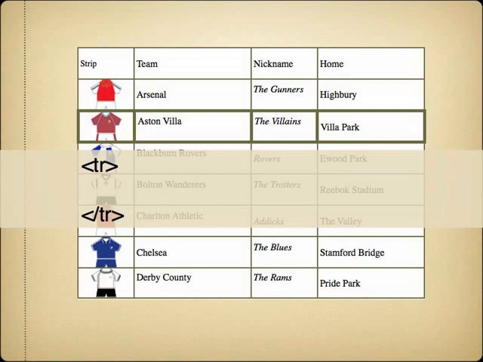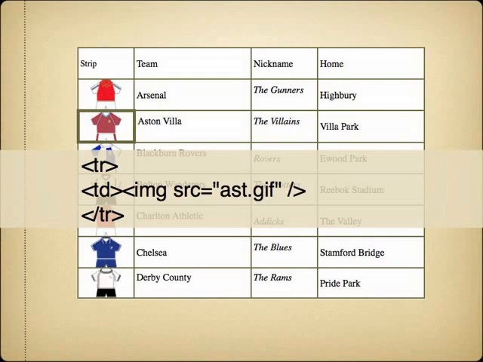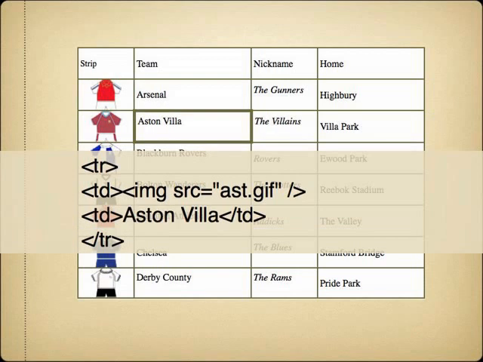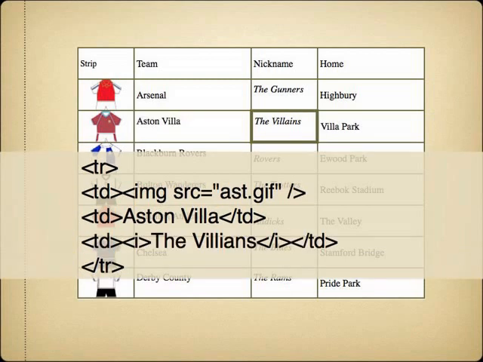So you can see that the table is built up row by row. So let's take a look at the next row. Here we have tr to start the row. Now, like the previous row, the first data cell here just has an image in it. So we have img space src equals ast.gif. And of course, we must close off this cell with /td. To mark off the next data cell, we have begin td, then we have Aston Villa, and /td to close it off.